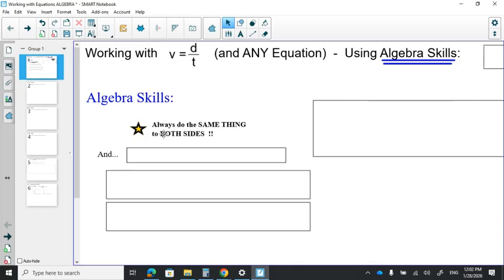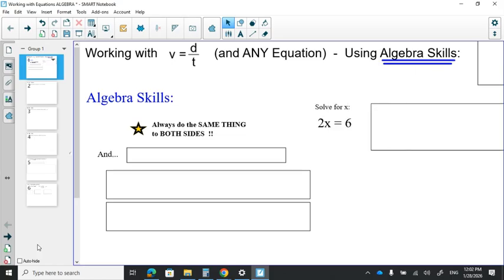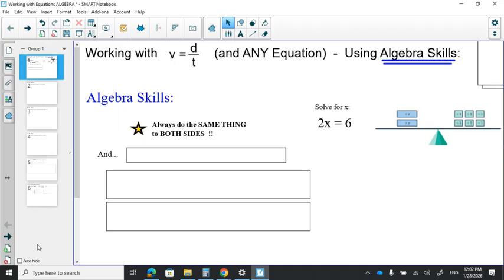So with algebra skills, the main thing to know is that you need to do the same thing to both sides of an equation always. And if you do, then it remains the same, it remains true, right? So think of something like 2x equals 6. What that means is that you have 2x on one side, here represented by these x rectangles. So this represents 2 of those x's. There's one there and one there, right? And then there's 6 ones, which adds up to 6.